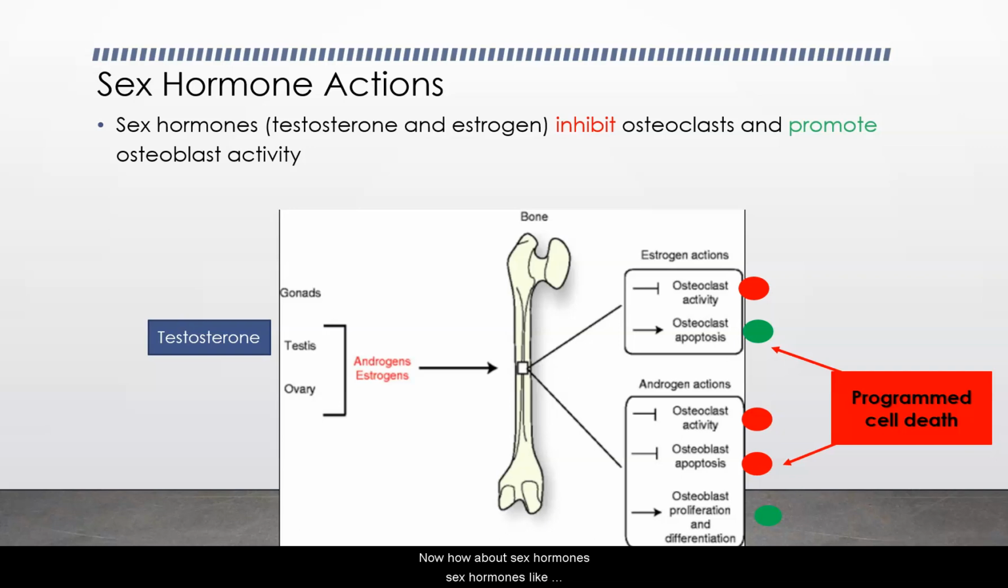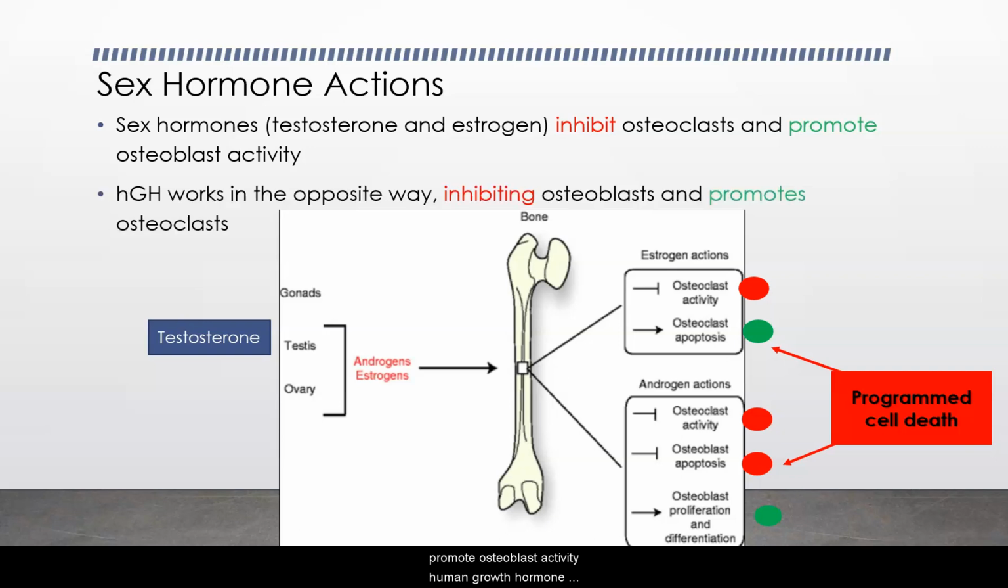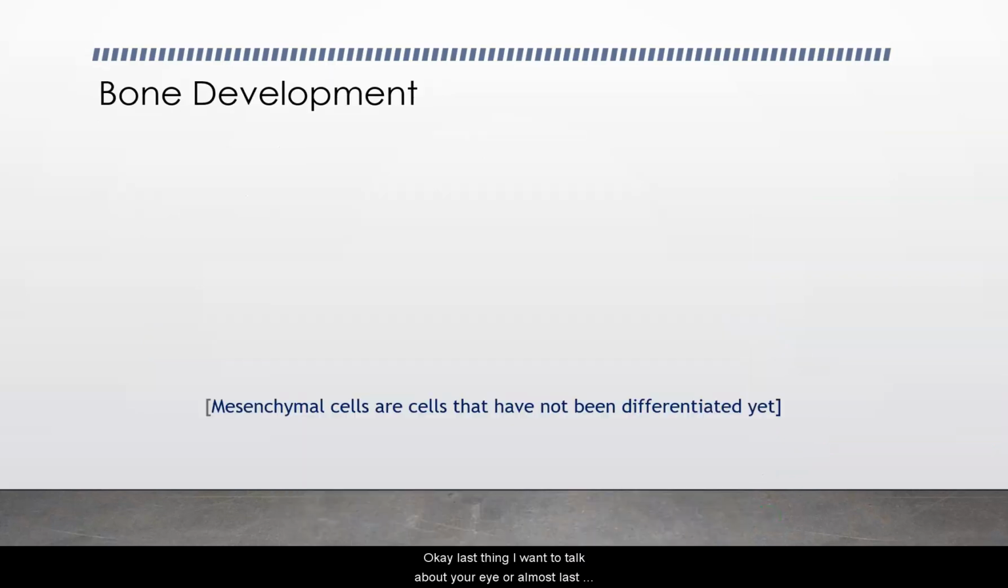Now, how about sex hormones? Sex hormones like testosterone and estrogen inhibit osteoclasts and promote osteoblast activity. Human growth hormone actually works in the opposite way by inhibiting osteoblasts and promoting osteoclasts. Okay, last thing we're going to talk about here, or almost the last thing, is bone development.